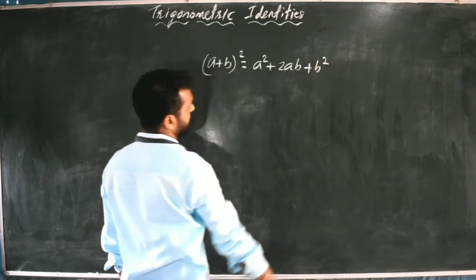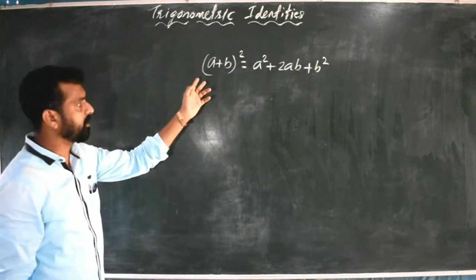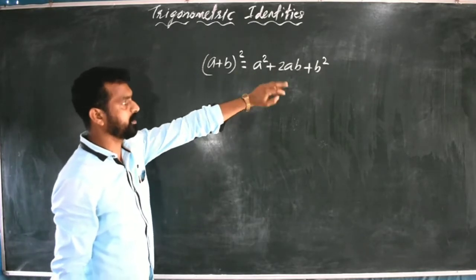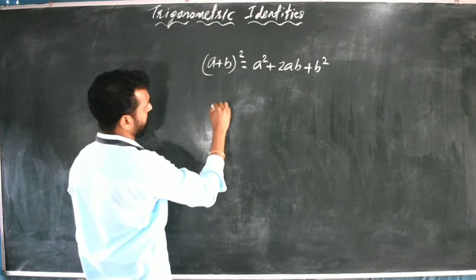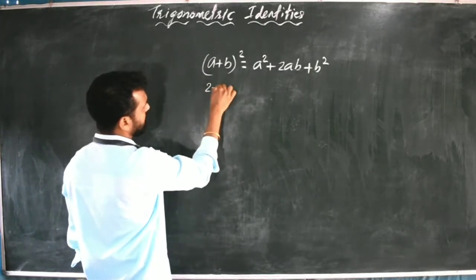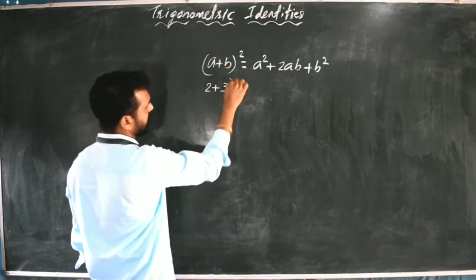It is an identity. This identity we have studied earlier. (a + b) whole square is equal to a square plus 2ab plus b square. Any value you substitute in place of a and b. For example, a is equal to 2, b is equal to 3.